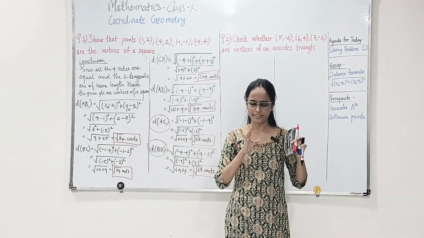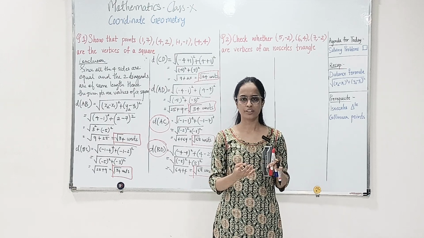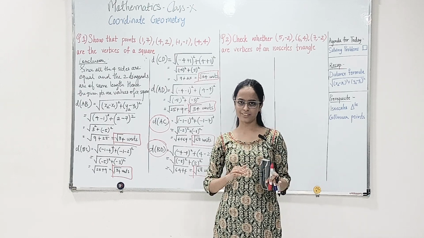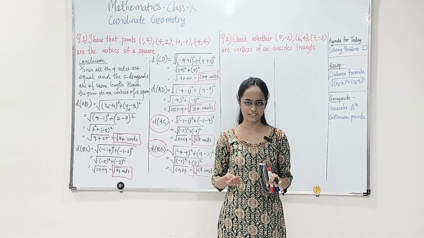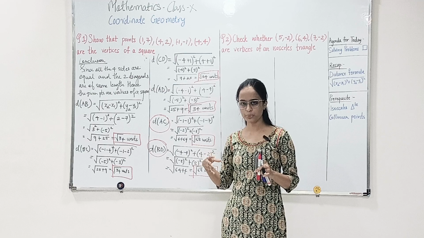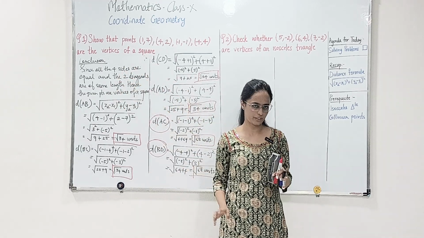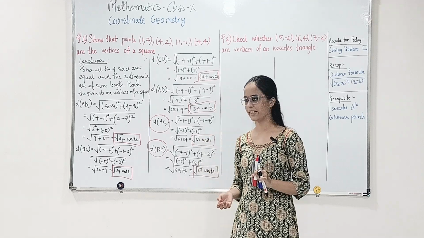Pretty simple. Divide it into 2 parts, wherein in the first part you are supposed to show that the 4 sides are equal, and in the second part you have to show that the 2 diagonals are equal. Right? Now we got that yes, the 4 sides are equal, the 2 diagonals are equal, and hence I conclude that it's a square. Now let's move on to the second question.